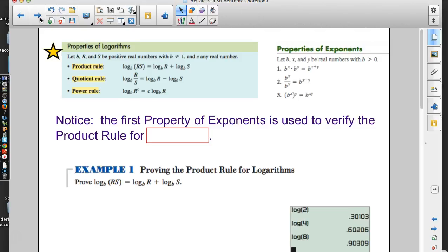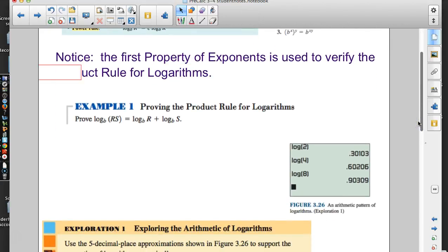And it says, notice that the first property of exponents is used to verify the product rule for logarithms. And we're going to go through a proof here. And proofs, remember, work this way. You remember from geometry. You have to use prior knowledge, things that you already know work, in order to prove something. And in this case, that would mean we're not going to be able to really use logarithms to prove this, because our prior knowledge before we learn about logarithms is exponents. That's where it comes from.